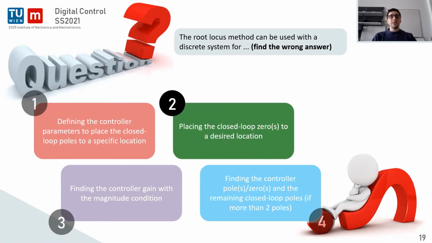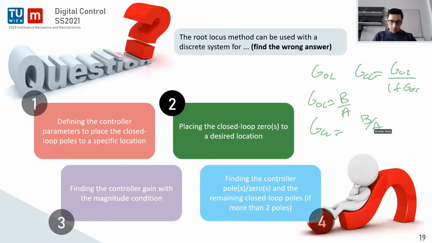Because the closed loop zeros in a single input, single output system are always open loop zeros. Remember, G open loop of s, or of z, whatever. Then I know that G closed loop will be equal to G open loop divided by 1 plus G open loop. If I write this G open loop being equal to B over A, then G closed loop will be equal to (B over A) over (1 plus B over A), and I can factorize by A and say it's B over B plus A, and my zeros are the zeros of B, which are the zeros of my open loop, okay? So placing the closed loop zeros is not true.